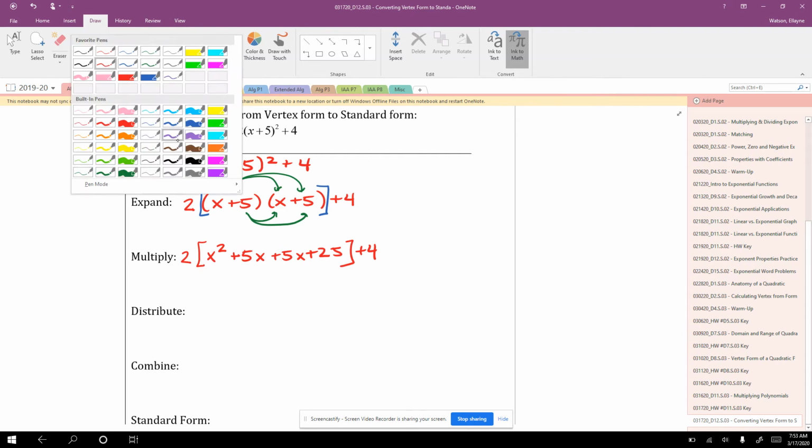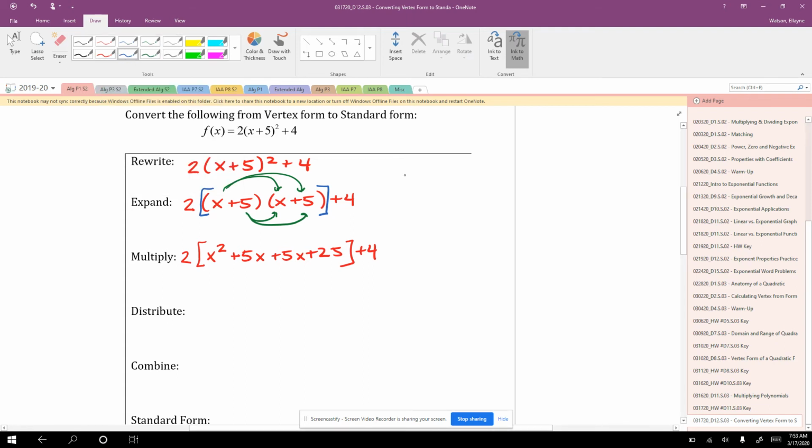Now, I'm going to put here on the side, if you like the box method, just so you can see what the box method would look like. So it'd be x plus 5 on the side and x plus 5 on the top. And you multiply each one. And you notice that these two are equivalent. These two are the same. So again, I have no preference on which method you use.